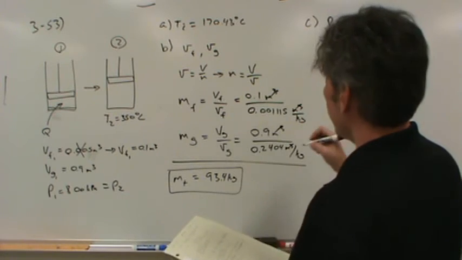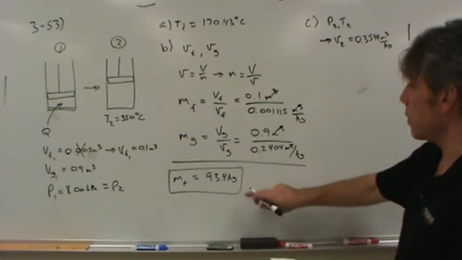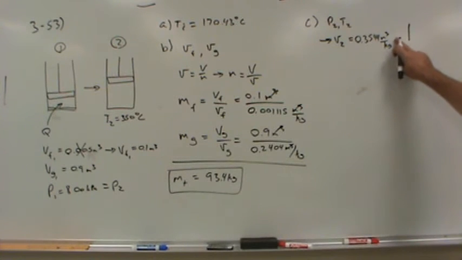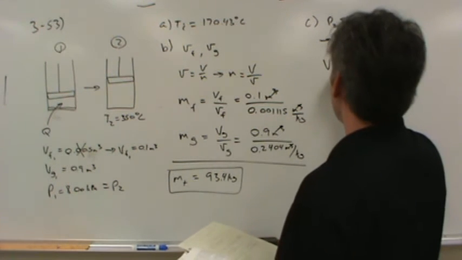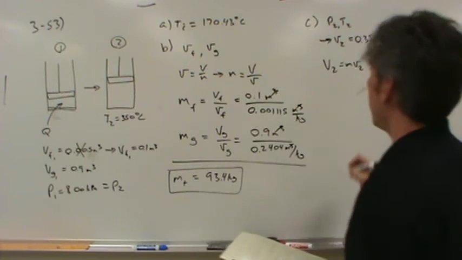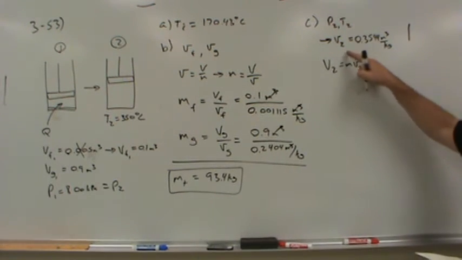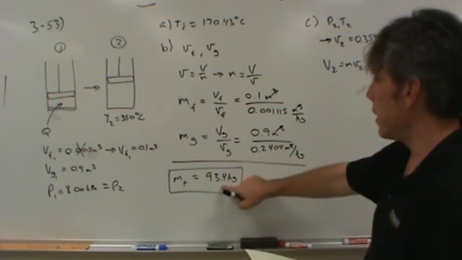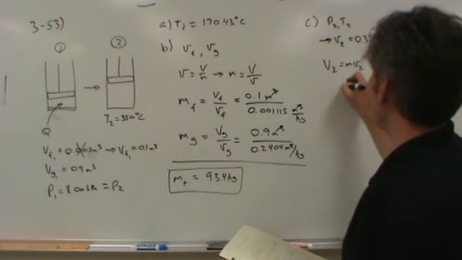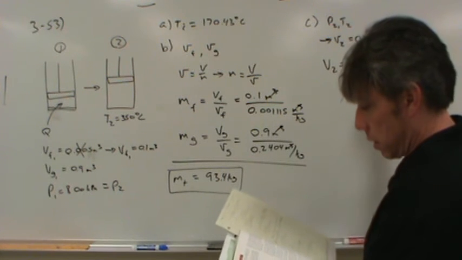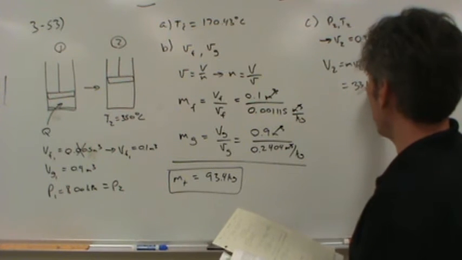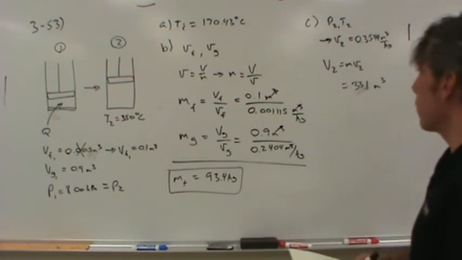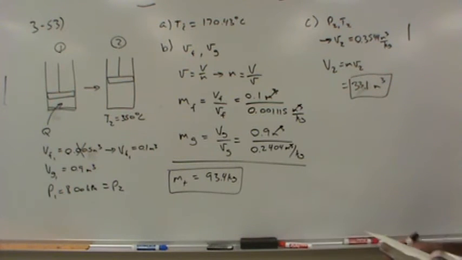Now, since we know that we have a total mass of 93.4 kilograms, all we have to do is multiply this mass by this specific volume, and that'll give us the total volume. So the volume in state 2 is mass times specific volume in state 2. Notice I don't have a subscript of F or G on this specific volume because this is not even close to saturation. So if you multiply 93.4 by 0.3544, you should find the volume in state 2 is 33.1 cubic meters. Now remember, of course, that your numbers will be different because your input problem numbers are slightly different than these. Okay, last question.